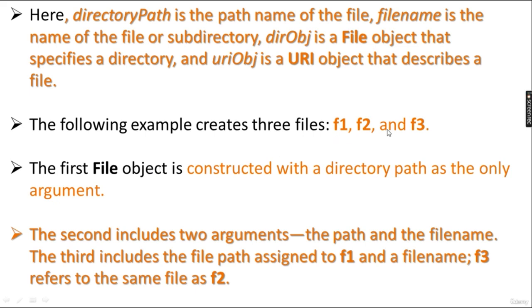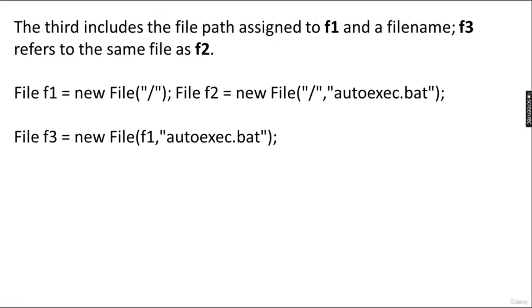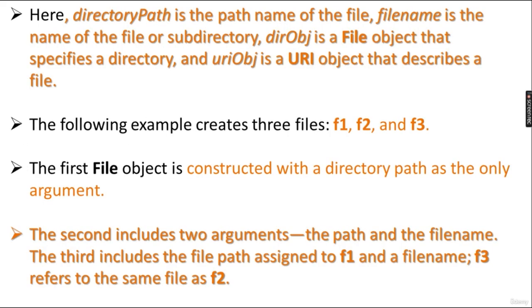We will see an example that will create three files, F1, F2, F3. The first File object is constructed with a directory path. Second includes two arguments, the path and the file name. Third includes the file path assigned to F1 and a file name. F3 refers to the same file as F2. File F1 = new File("/"); second is File F2 = new File("/", "autoexec.bat"), and third is File F3 = new File(F1, "autoexec.bat").